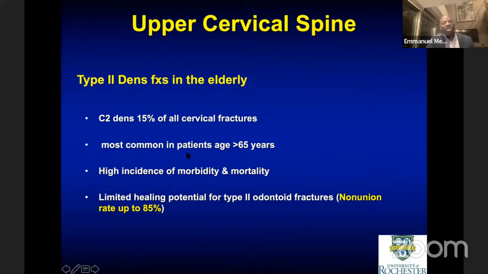C2 dens fracture accounting for 15% of all cervical fractures in adults. It's most common in patients over the age of 65, with a high incidence of morbidity and mortality. There's limited healing potential for type 2 odontoid fractures, with non-union rates reported up to 85%.